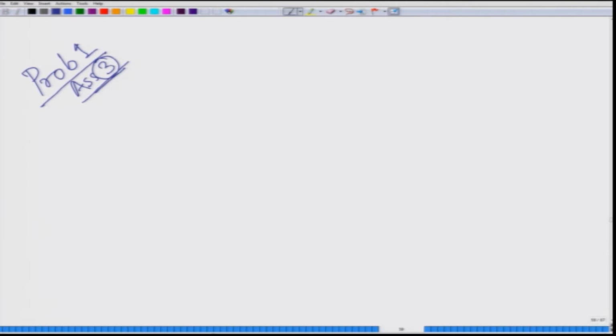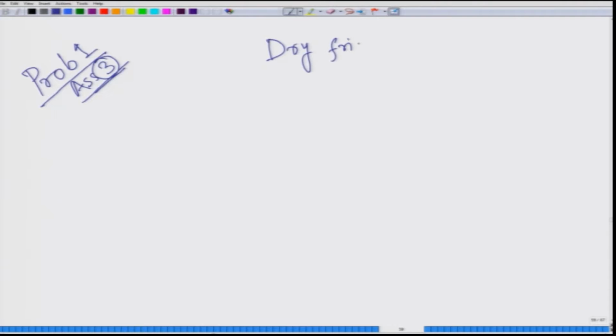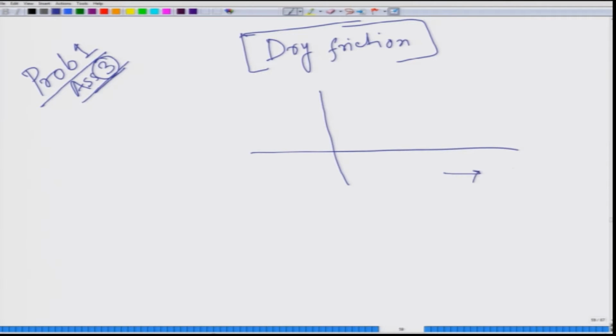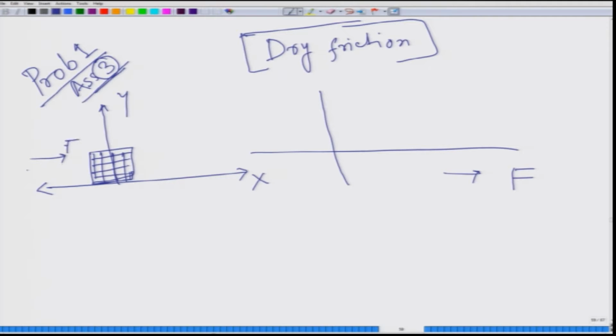So, you have seen in your lecture series of week 3 that we dealt with dry friction, where we have seen that if I increase the force, suppose there is a body here on a horizontal surface, I call it x direction and I call it y direction. Suppose I have applied some force F. So, the friction between these surfaces will increase accordingly. If I plot frictional force as a function of the applied force, the frictional force is proportional to the applied force.